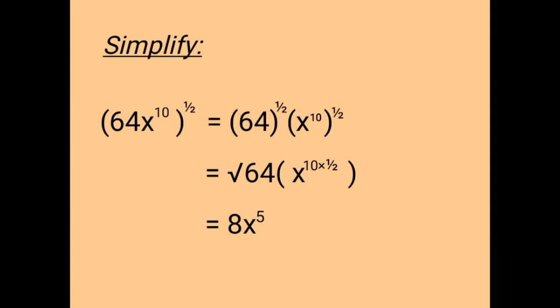64 x to the power 10, all to the power 1 over 2. First take the square root of 64, and for x you can multiply the two indices, which leaves us with an answer of 8x to the power 5.